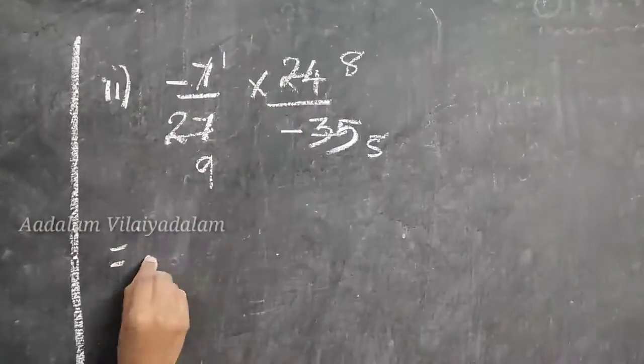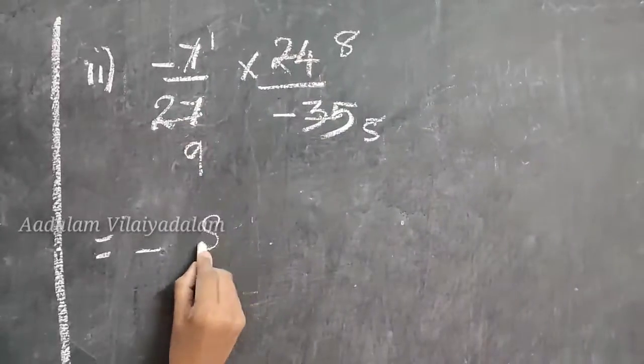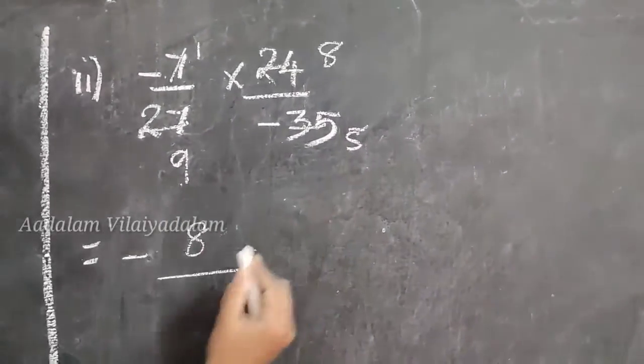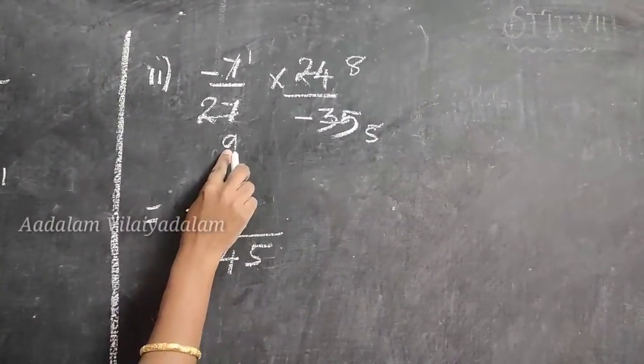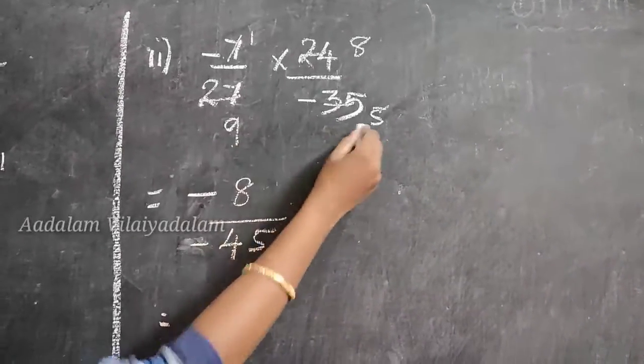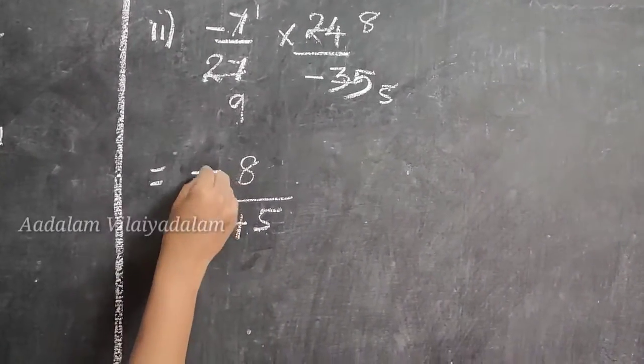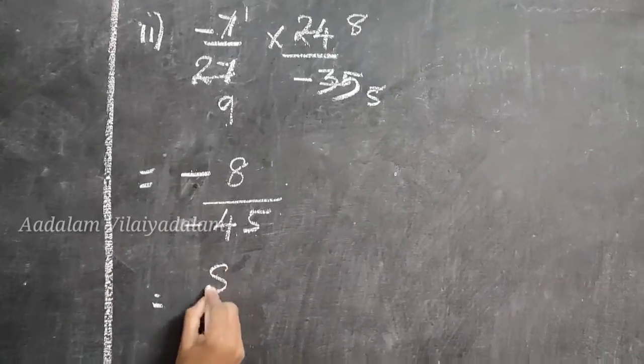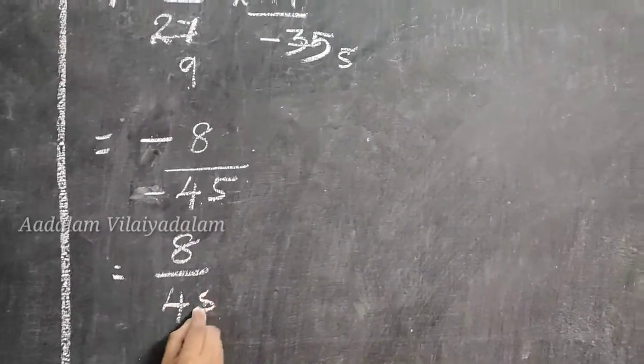So plus into minus, minus 1 8s are 8 divided by 9 5s are. So denominator here also plus into minus, minus. So 9 5s are 45. Again you multiply minus into minus plus only. So 8 divided by 45 is the answer.